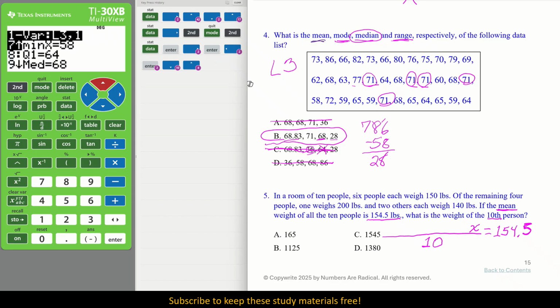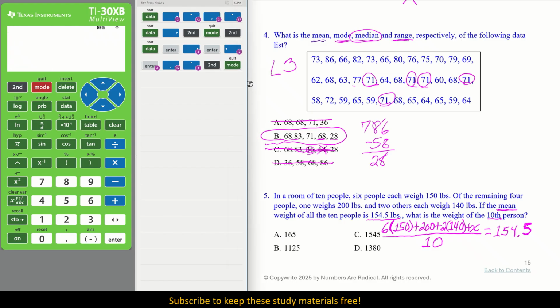Okay, so I had 6 people at 150 plus the 200 plus the 2 at 140, all added to my X. I don't know. Well, how should this be put in the calculator? Okay, you can do it all by hand really quick if you like. But we're talking about an algebraic situation, and I already know what I'm looking for. Okay, all of this is going to go together. All of these weights put together.